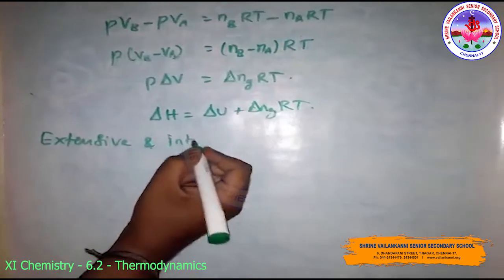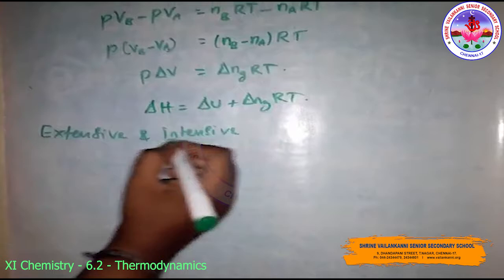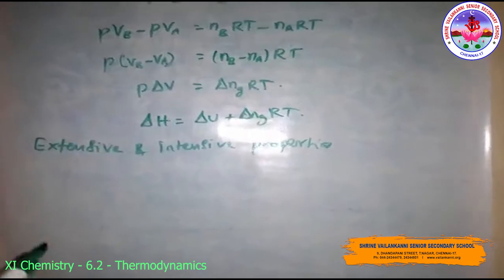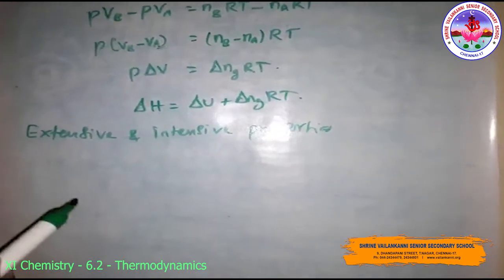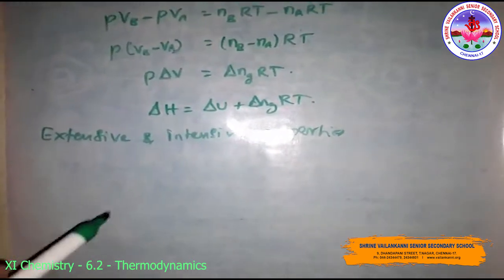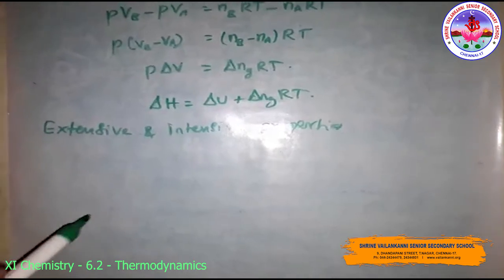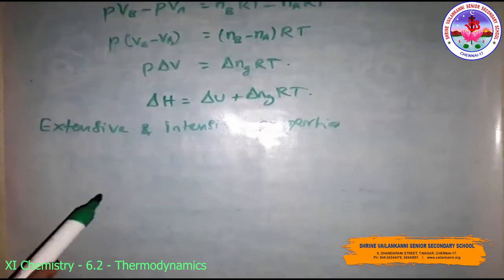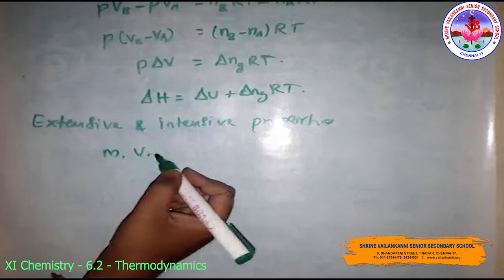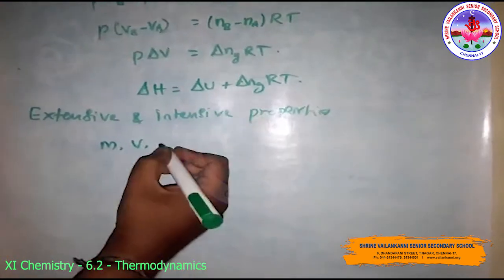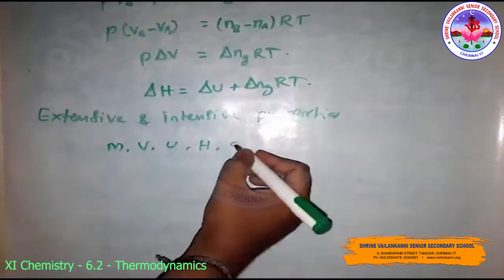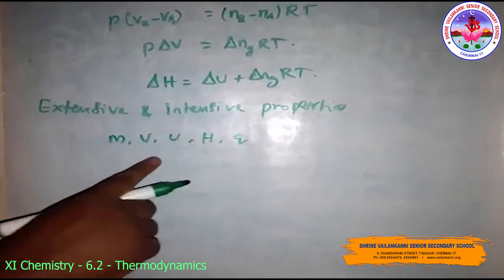Extensive and intensive properties. In thermodynamics, a distinction is made between extensive properties and intensive properties. First, an extensive property is a property whose value depends on the quantity or size of matter present in the system. Examples: mass, volume, internal energy, enthalpy, heat capacity, like this. So these are the extensive properties.